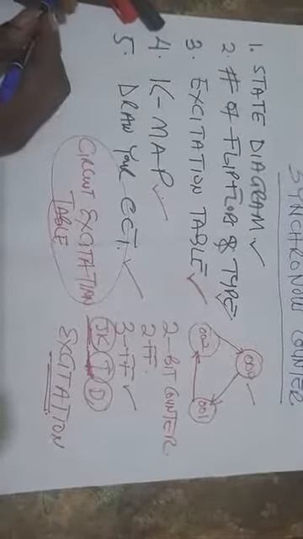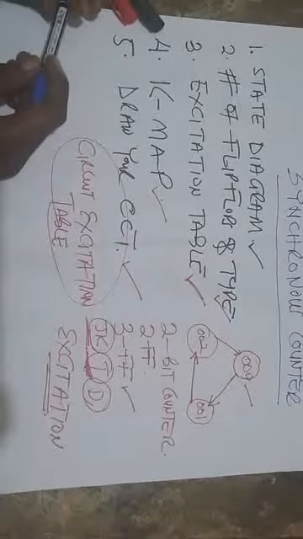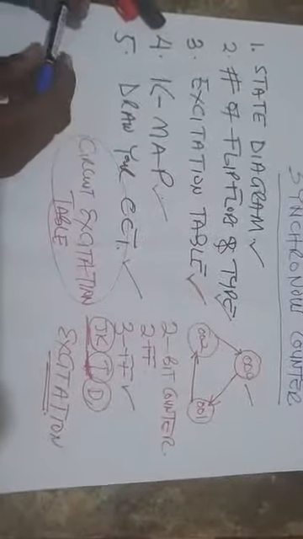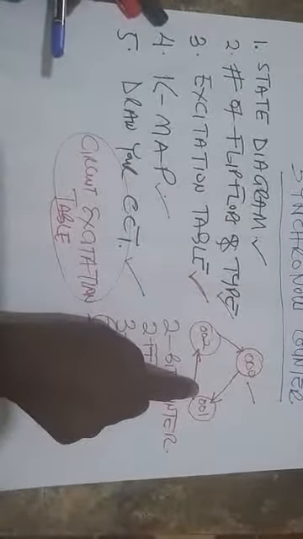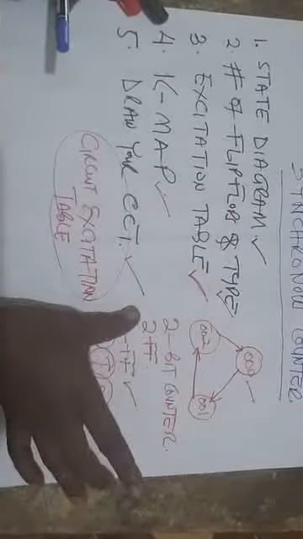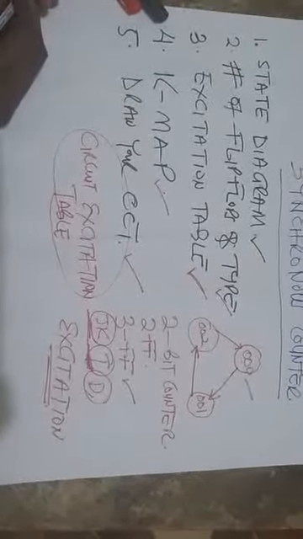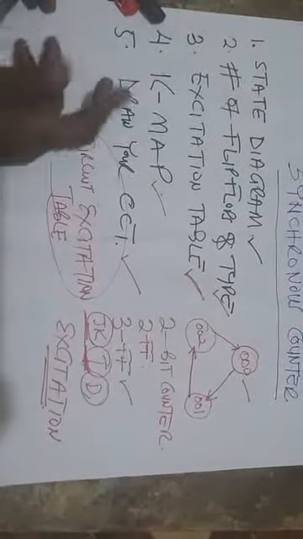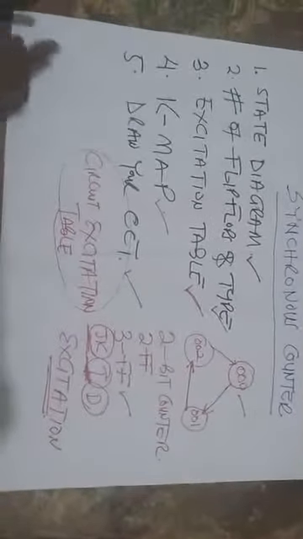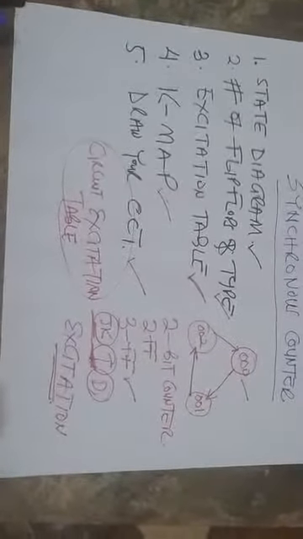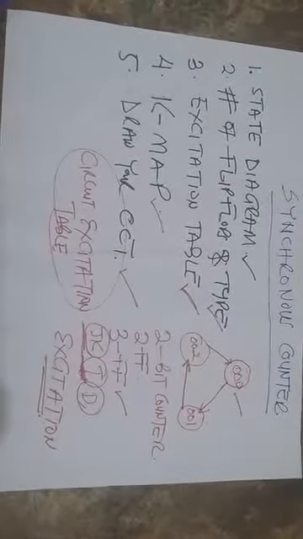The third is to draw the excitation table for the particular flip-flop, and out of that excitation table you obtain the circuit excitation table for your design. From the circuit excitation table, you map everything on a K-map. And then finally you do your design. So these are the 5 steps that you go through in designing a synchronous counter.